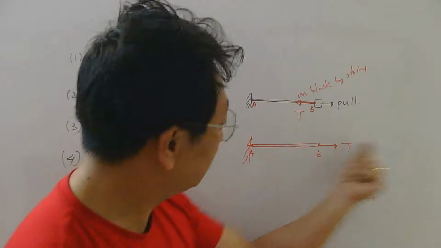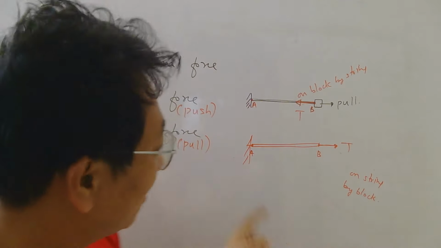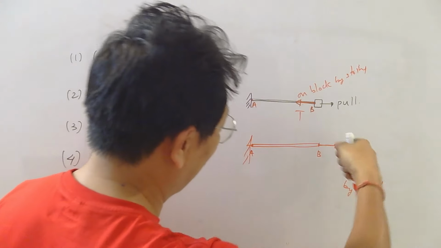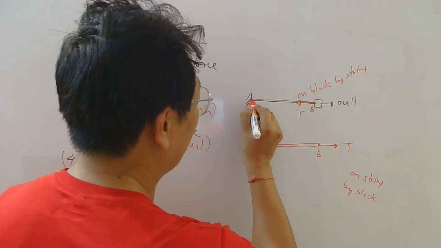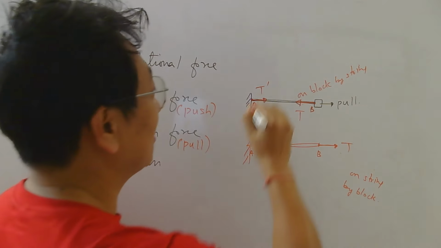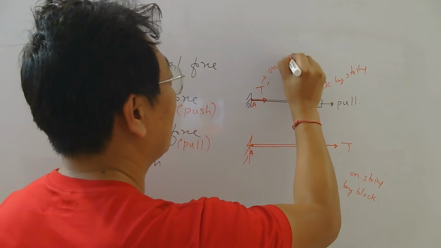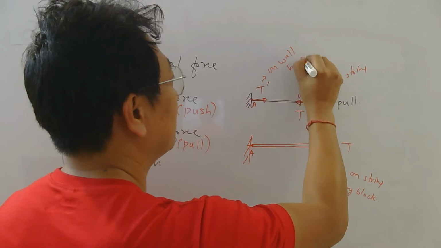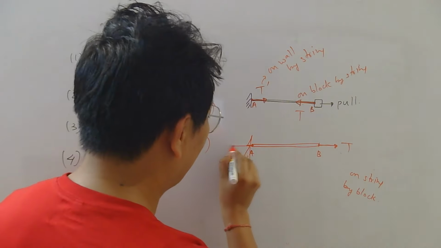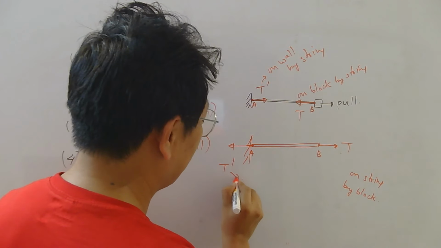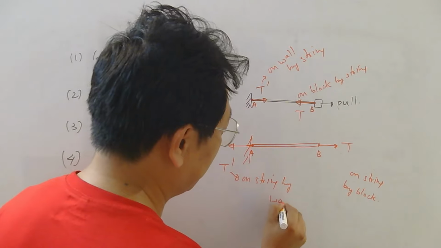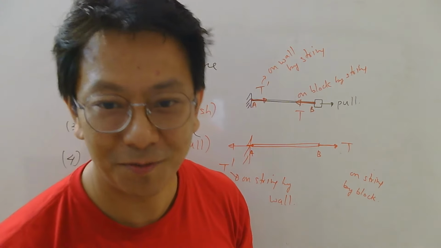Now because of this pull, will the string go that side? No, the wall will be pulling it this side, right? So when the string is pulling the wall here, this is tension T dash, let me say. So this is on wall by string. Then there will be a reaction of that on string by wall. Okay, so keep things simple, don't get confused.